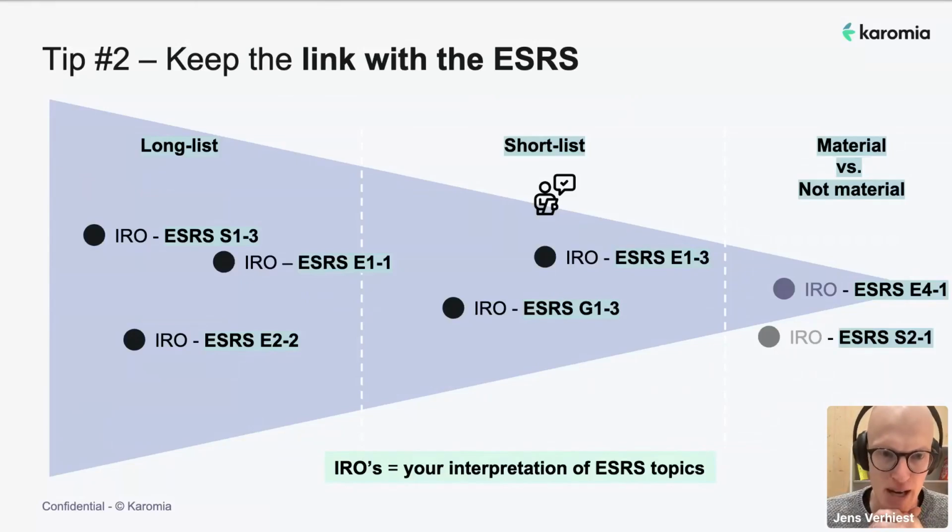So matching those IROs directly from the beginning with ESRS topics will truly help you as well, because in the end, it's the IROs representing those ESRS topics that will then define the scope of your CSRD report. So something I can highly recommend to do from the beginning. And this is also something that is very much appreciated by the auditor if this is incorporated throughout the funnel process.